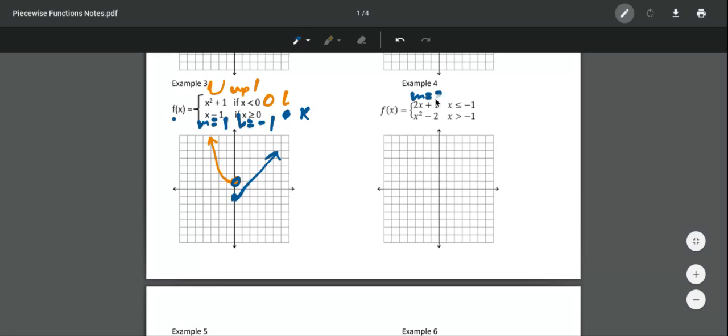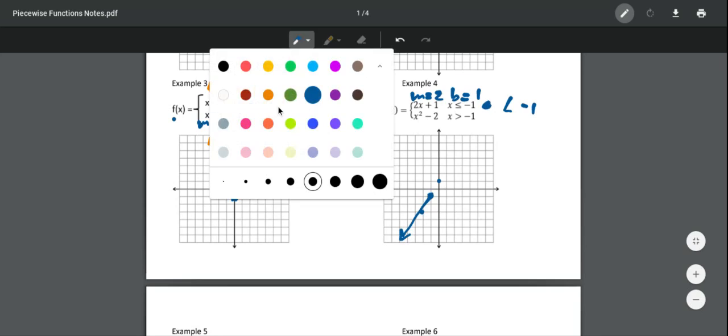This is a line with a slope of 2. This is a y-intercept of 1. It has a closed circle. It's left of -1. So it would start here and go down 2 and 1 to here. So this is actually where it's starting at. So it would be right here and go down 2 and 1. So it goes this way.